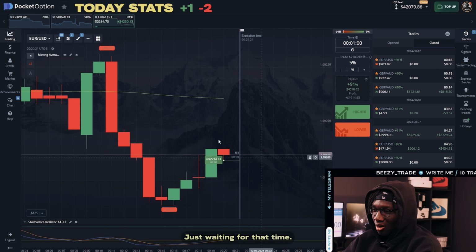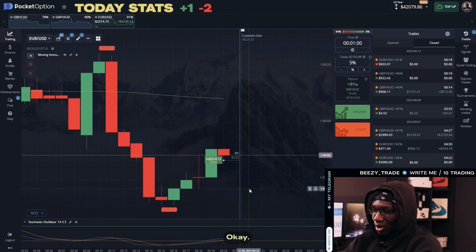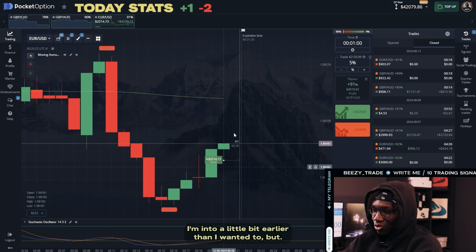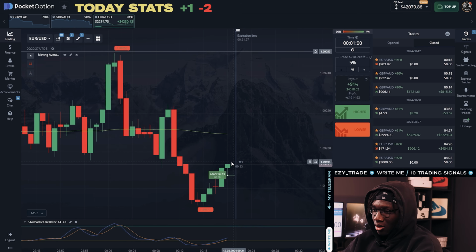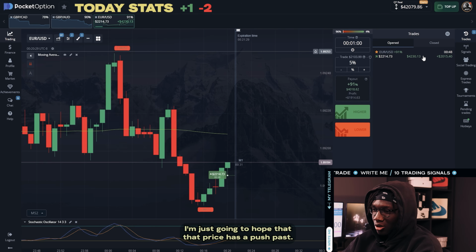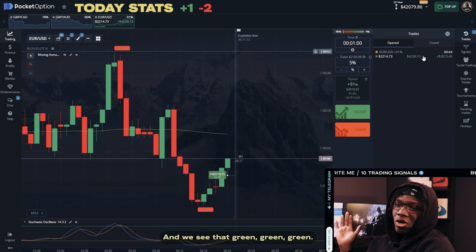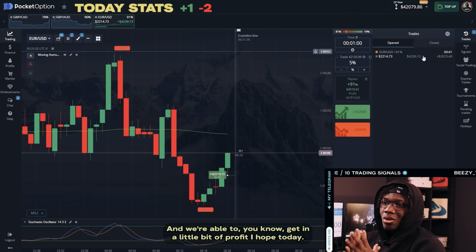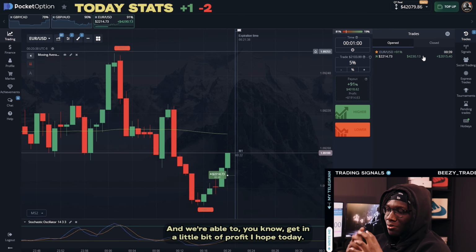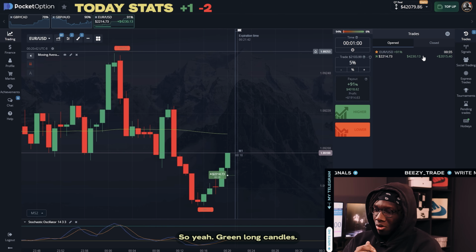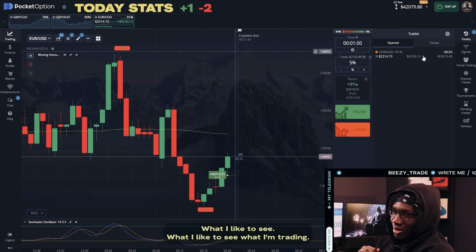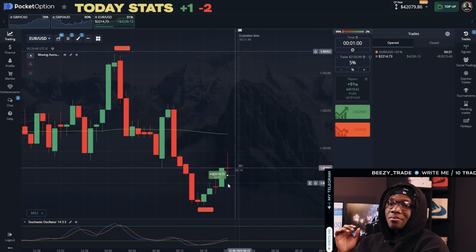Just waiting for that time. Okay, I'm going to enter a little bit earlier than I wanted to, but I'm just going to hope that the price doesn't push past and we see that green. We see that green and we're able to get in a little bit of profit, I hope, for today. So yeah, green long candles, what I like to see when I'm trading.